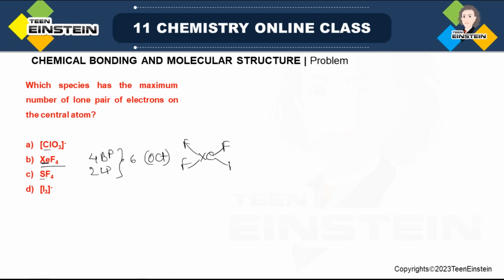So in octahedral, there will be only 4 positions covered. The rest of the 2 positions, because octahedral means 6 positions, there must be lone pairs. So in this way you can predict how many lone pairs are there. But there is also a formula, if you want to use that, you can also do so.